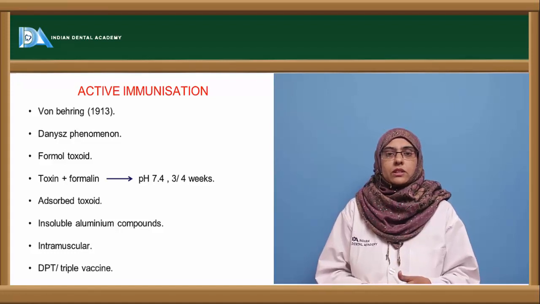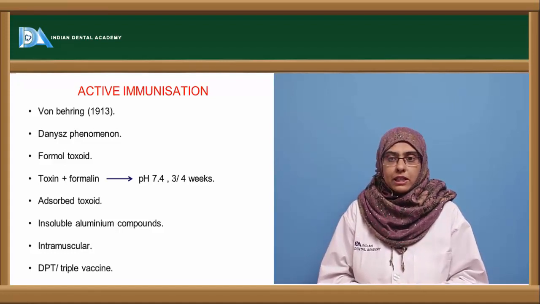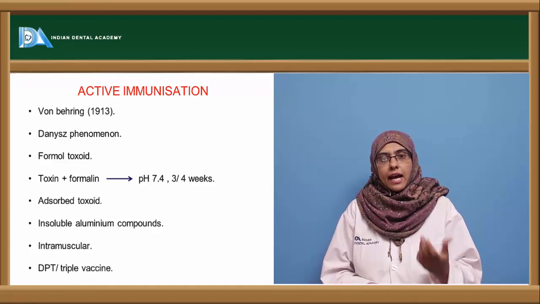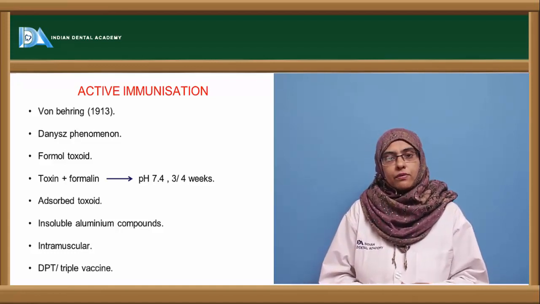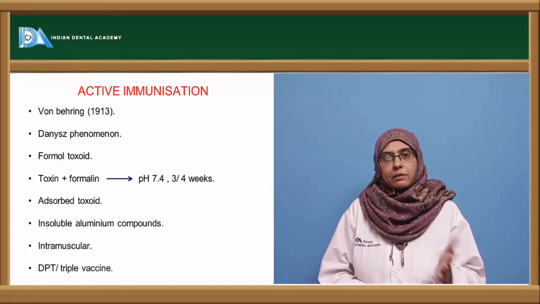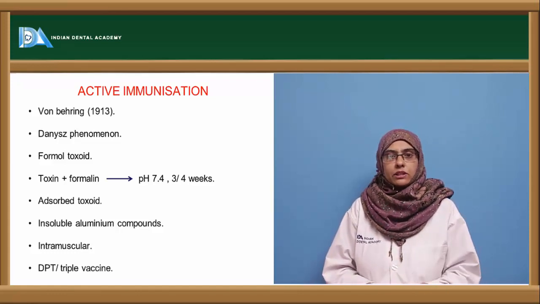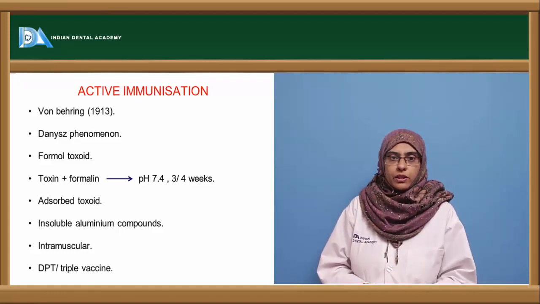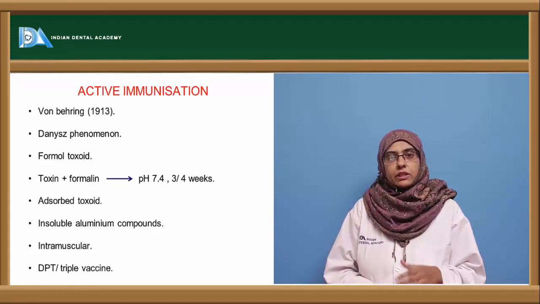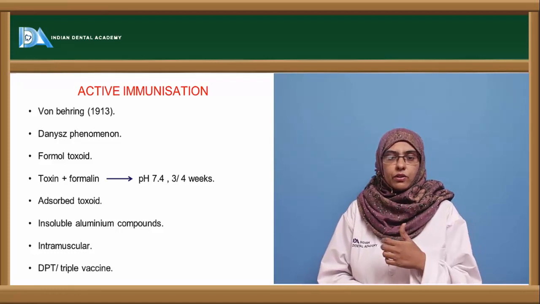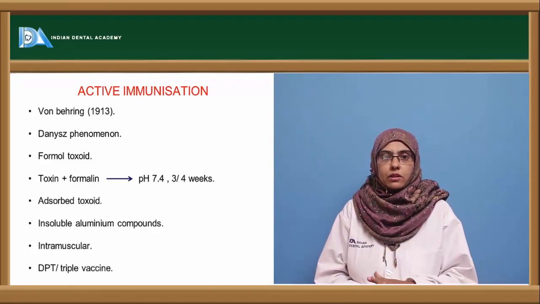2 types of toxoids are usually produced. One is called the formalin toxoid and the other one is called the adsorbed toxoid. So formal toxoid is also called the fluid toxoid, where the toxin is converted by incubating with formalin of 0.2 to 0.4 percent at a pH of about 3 to 4, and for 3 to 4 weeks the toxin can be converted to the toxoid.